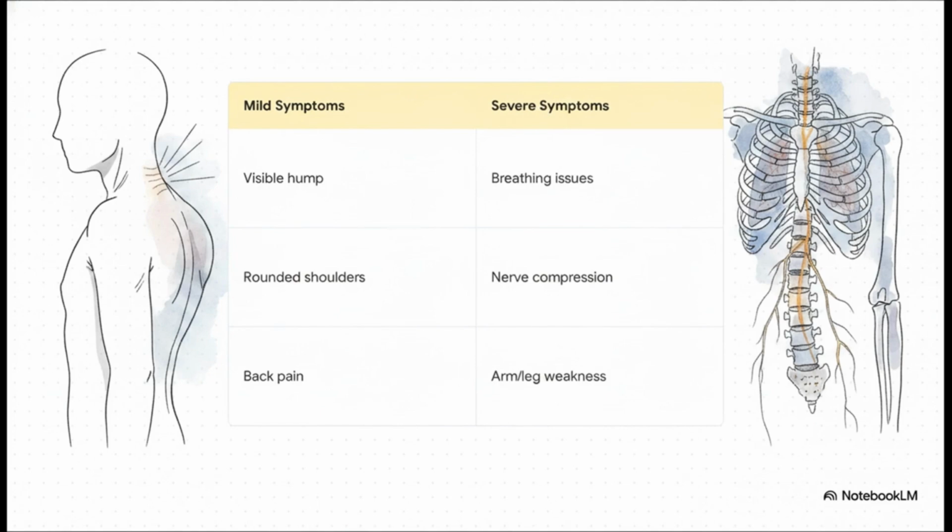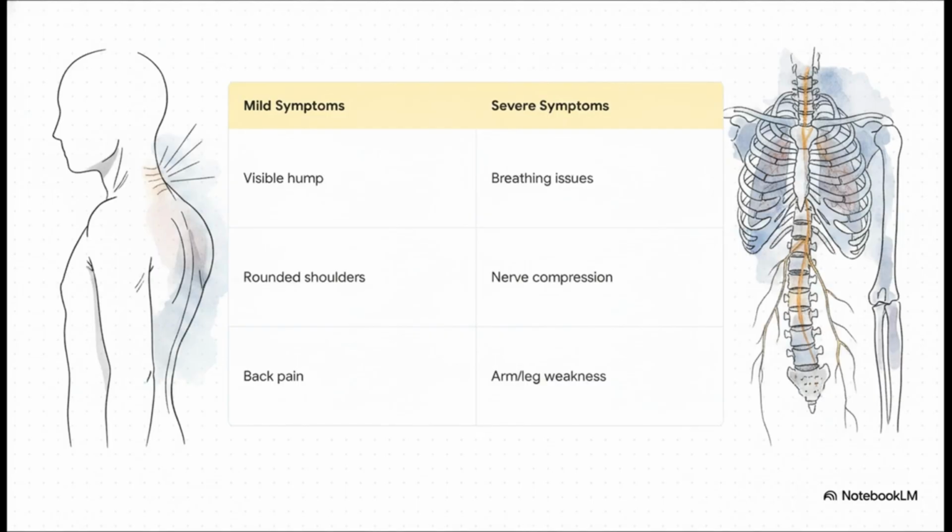Mild symptoms are often mostly cosmetic and a bit discomforting. You might see a visible hump, rounded shoulders, and experience back pain or muscle fatigue. Severe symptoms: when that curvature is extreme, it can actually compress the chest cavity, leading to compromised lung function and severe breathing difficulties.